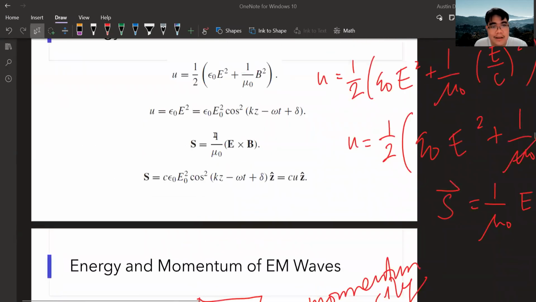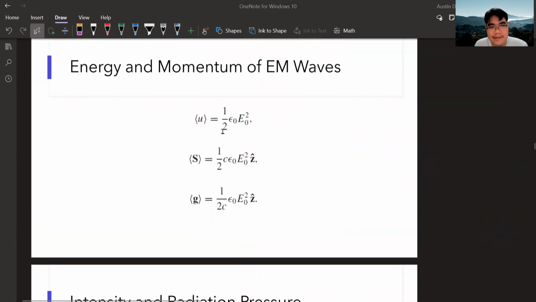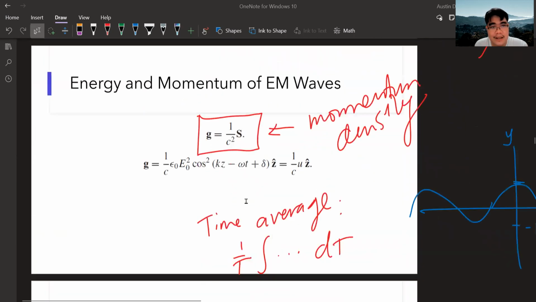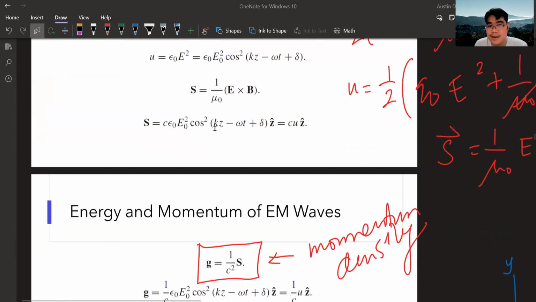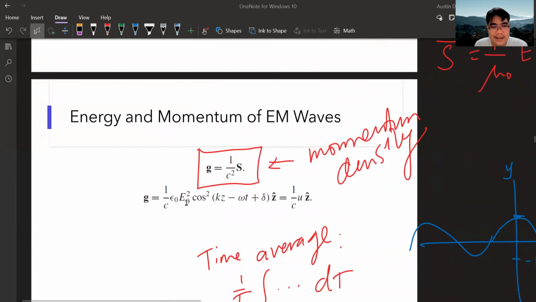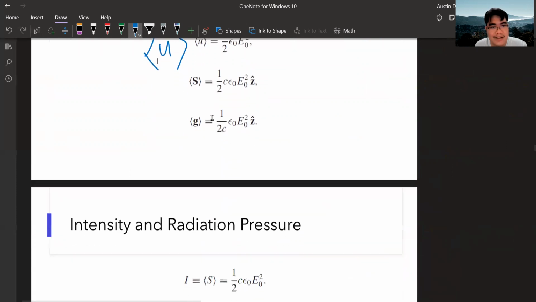So the time average would be, ito na, epsilon naught E naught squared cosine squared. So ito time average mo na lang si cosine squared and that gives us 1 half. Nicely. Okay? Similarly, ang mangyayari sa S mo would be time averaging the cosine squared. So that's 1 half again. And then for your G, 1 half again. So you have these different equations. Okay, itong symbol na to is time average. Time average ng U, time average ng S, time average ng G.